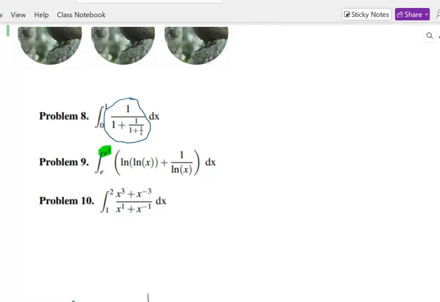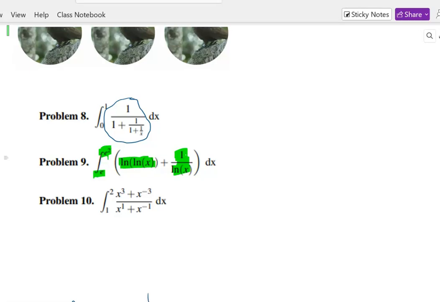So you can see we've got limits of e squared and e. We've got the natural log of ln of x plus 1 over ln of x. So this is looking to me like I'm going to use substitution early on, and then maybe I'm going to use integration by parts, or maybe not. And I'm also noticing that I've got 2 icky looking integrals here. So I think I'm going to split this up into 2 and just see where we go.